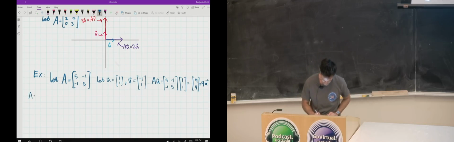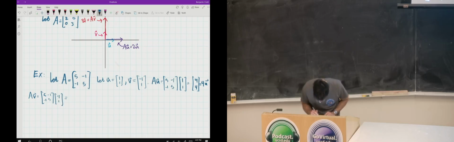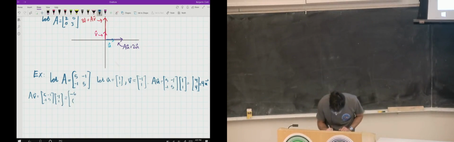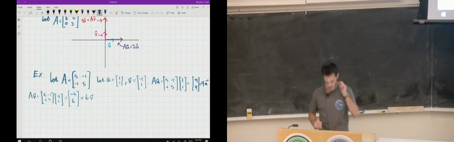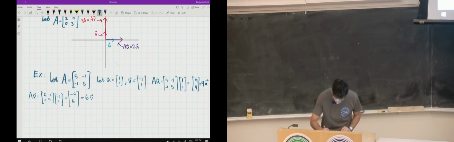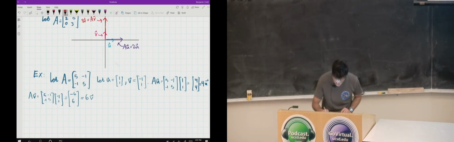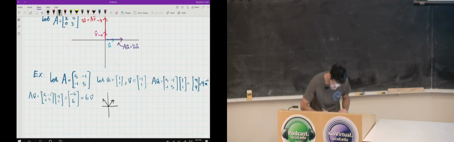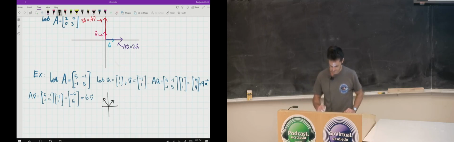And similarly, A on v is [5, -1; -1, 5] on (-1, 1). What do I get? Negative 5 minus 1 is negative 6, and 1 plus 5 is 6. Hey, that's 6 times v. So in this example, the two natural directions for the matrix A were the (1, 1) direction and the (-1, 1) direction.